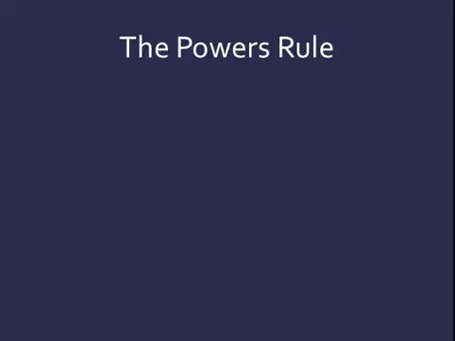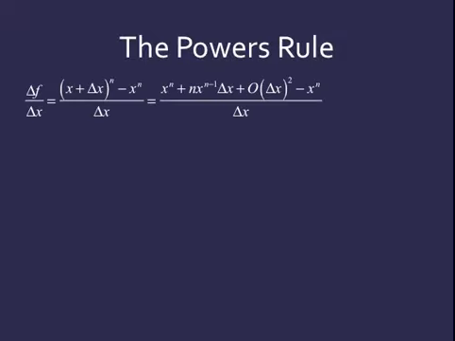The differential we obtained in the previous slide, Δf over Δx is equal to the complicated expression on the right hand side, can be simplified because we have an x^n minus an x^n. Those two terms cancel, leaving us with Δf over Δx is equal to nx^(n-1)Δx plus some others, divided by Δx.